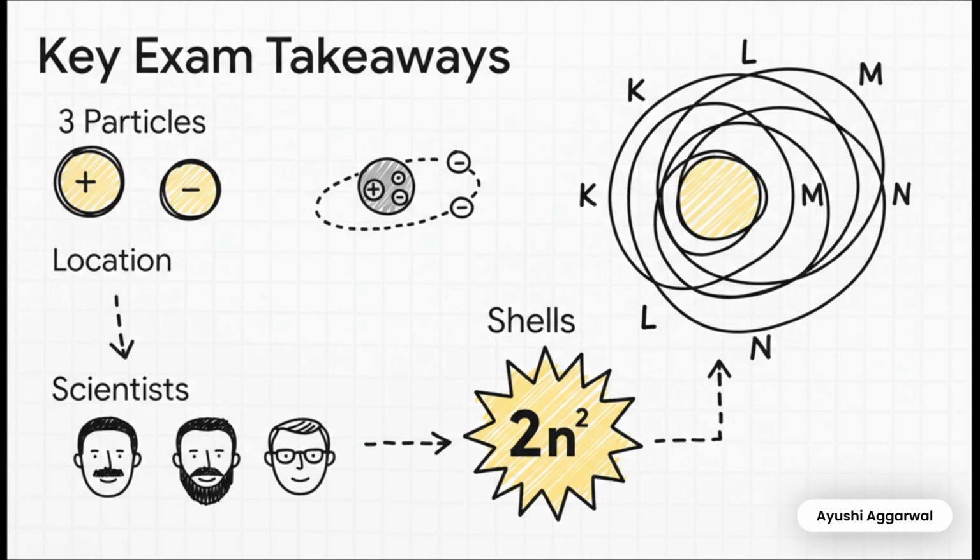Protons and neutrons in the nucleus, electrons orbiting. What are the orbits called? Shells, K, L, M, N. What's the magic formula? 2n squared. And who are the three scientists you need to know? Dalton, Rutherford, and Bohr. Boom! If you remember that, you are golden for your exam.